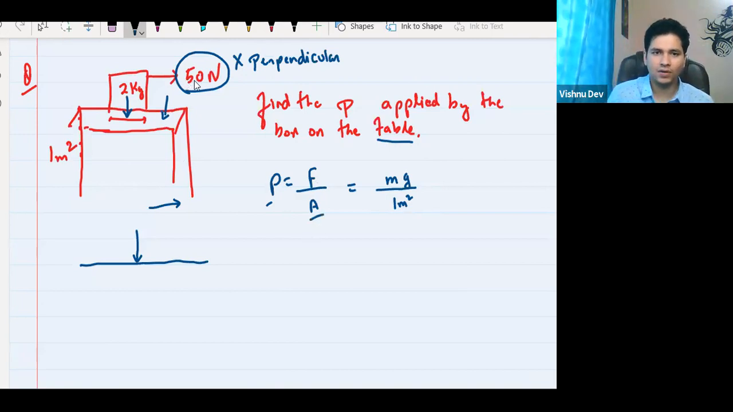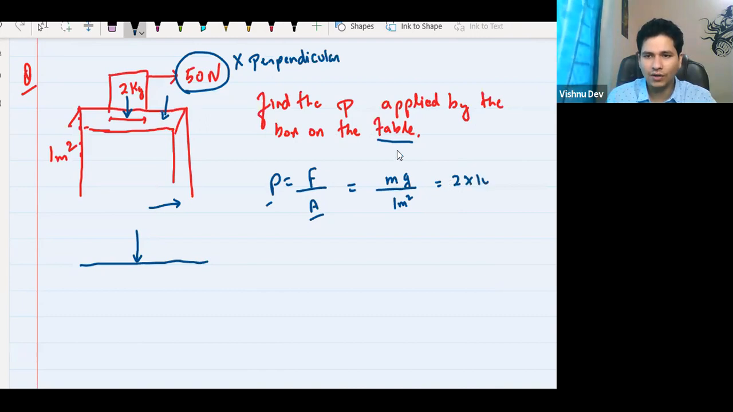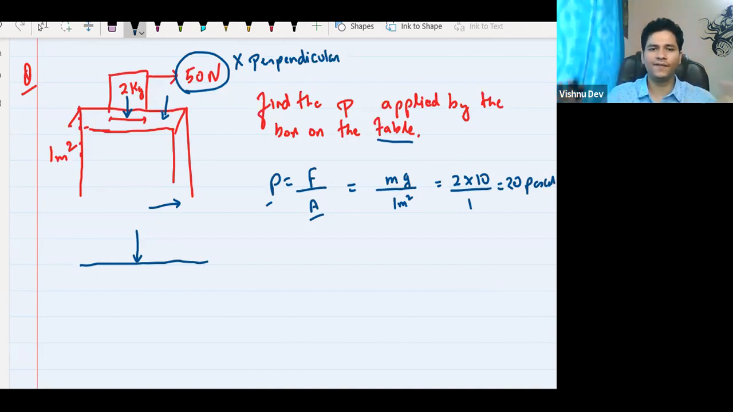Now, this 50 Newton was not perpendicular. Perpendicular force is due to the mass of this object. So this is equal to what? Mass is 2, and g value is 10, by 1. So the answer is 20 Pascal. Yes or no? This is the first problem.